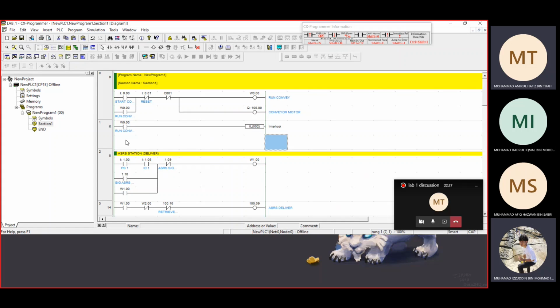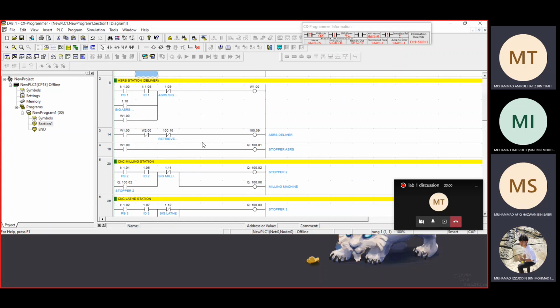Okay, so for the simulation, there is a push button so that we can push the conveyor so that it will run constantly from station to station in the respective order. And then we have also inserted the reset button in case there is any emergency to stop the conveyor from moving.